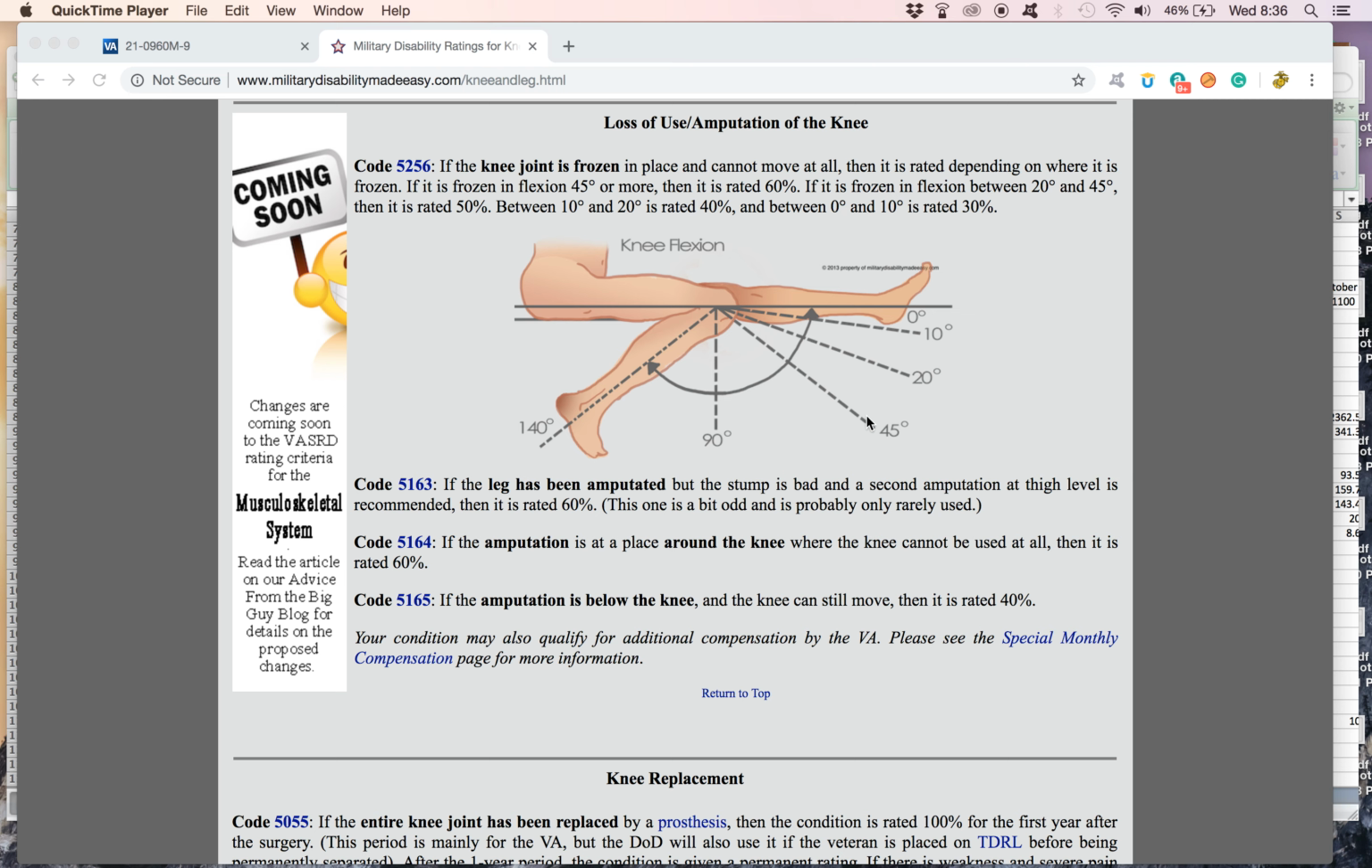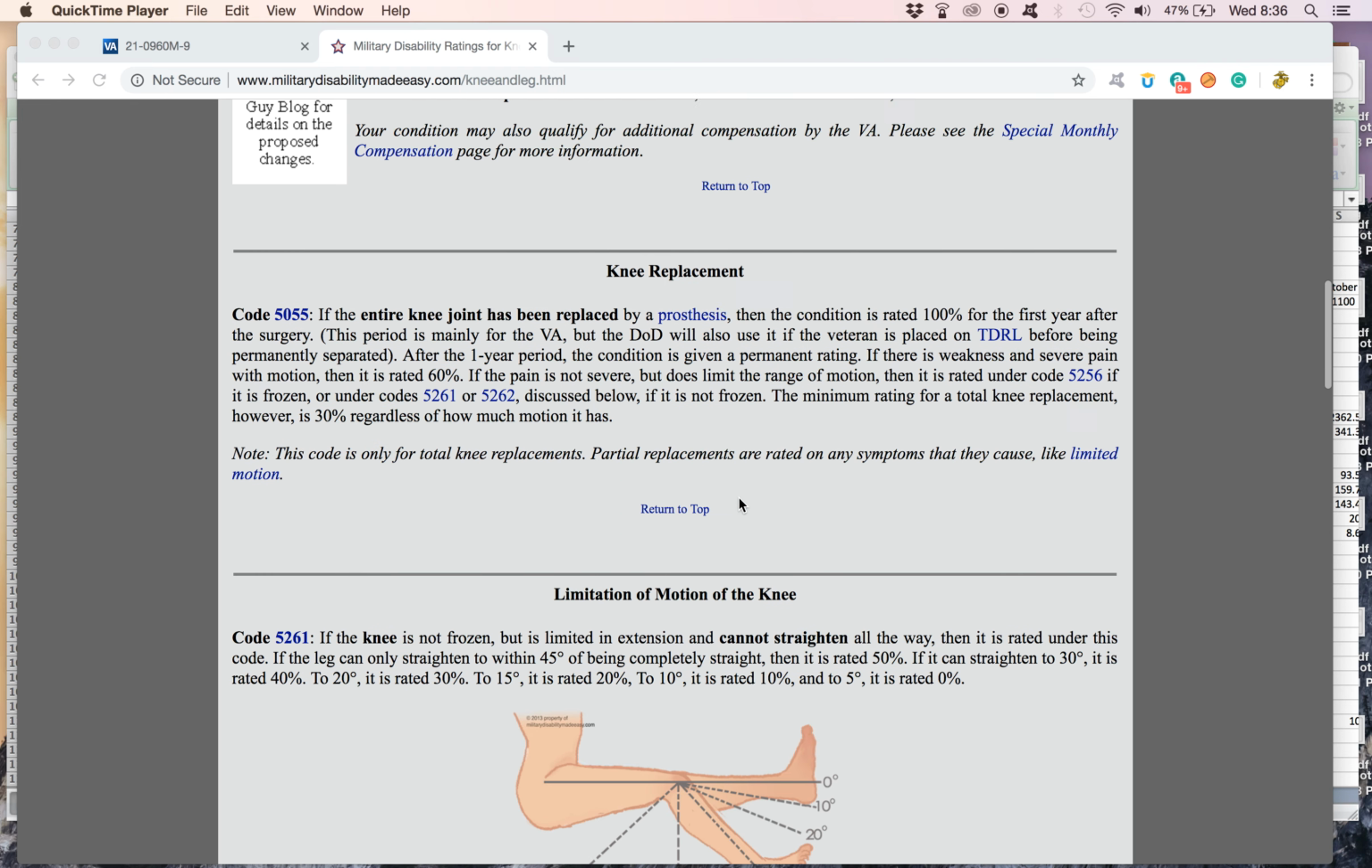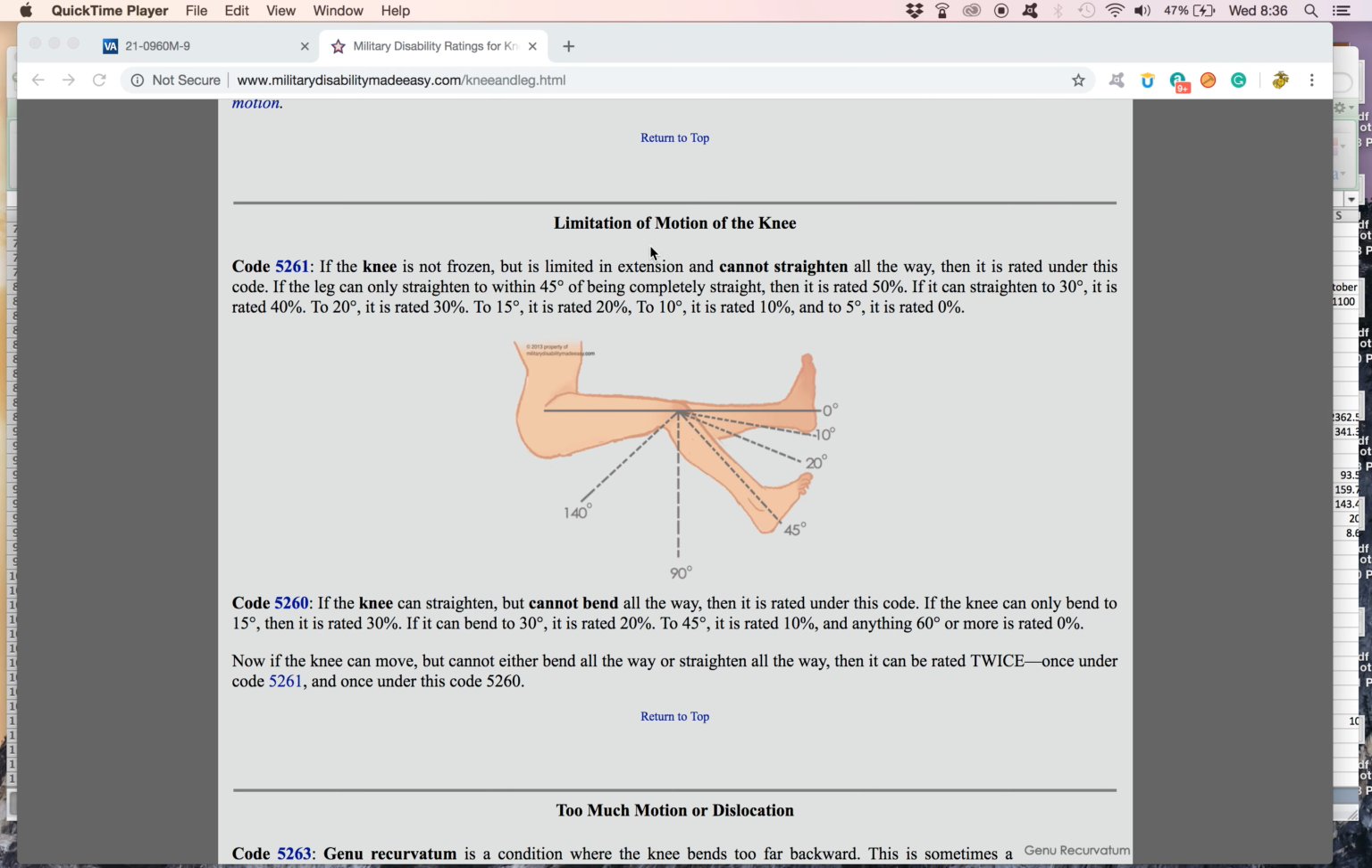And this is just an example, real quick, of what limitation of knee flexion is. So obviously you're going to be at 90 degrees, 140 degrees, 45, 20, and 10. This is what it looks like. What I wanted to explain to you guys is the limitation of motion of the knee. If the knee is not frozen, but it is limited in extension and cannot straighten all the way, then it is rated under this code.